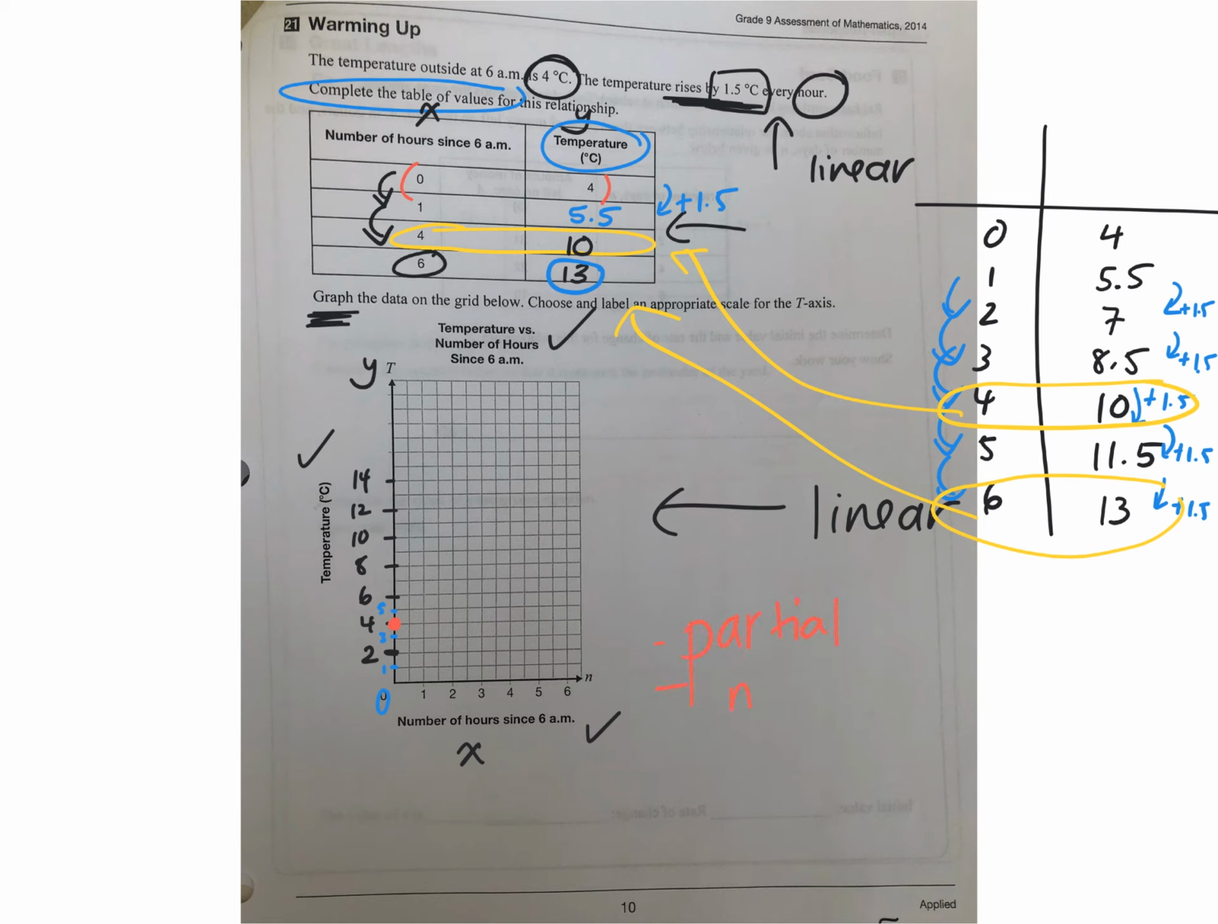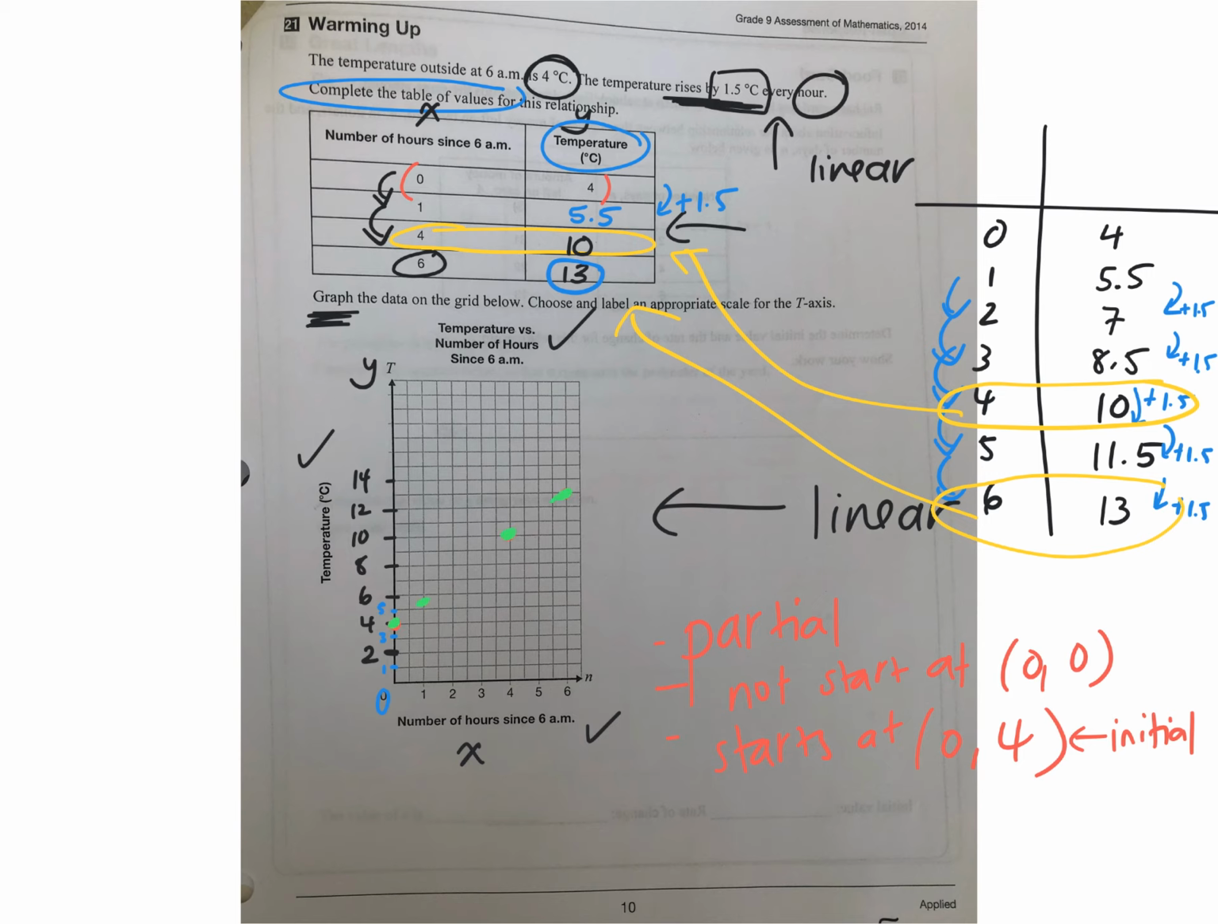Because it does not start at the origin. It starts at 0, 4. So it has an initial value. The initial value is 0, 4. This is the initial value.